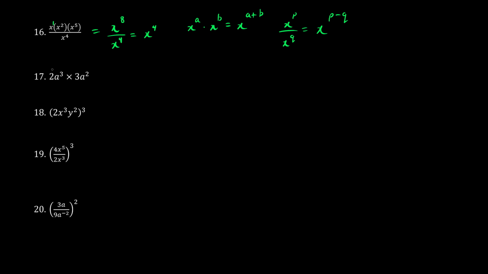For question 17, we multiply the coefficients first. 2 times 3 is 6, and then we multiply a cubed times a squared, which is a to the 5, because we're adding the exponents.